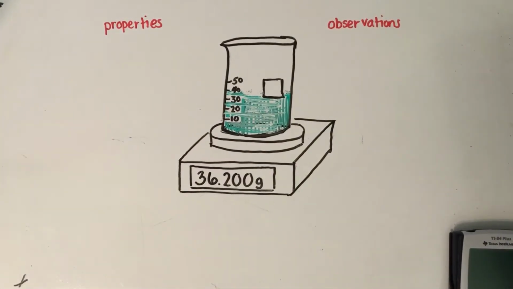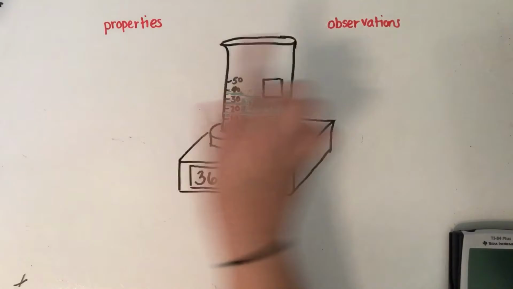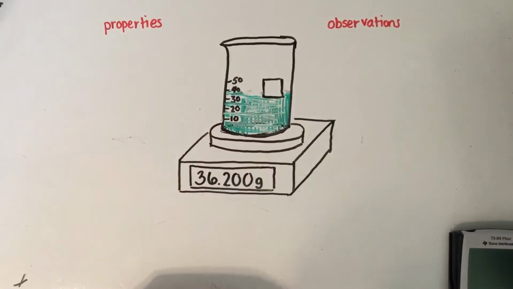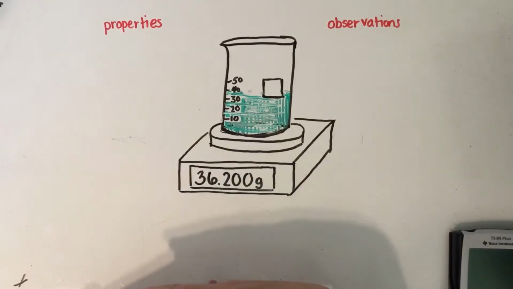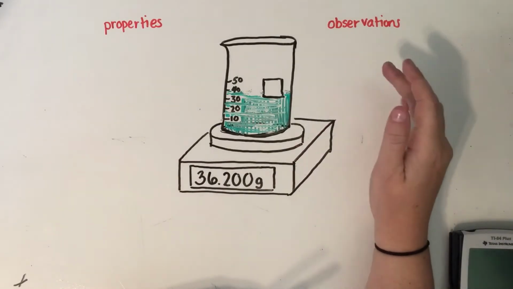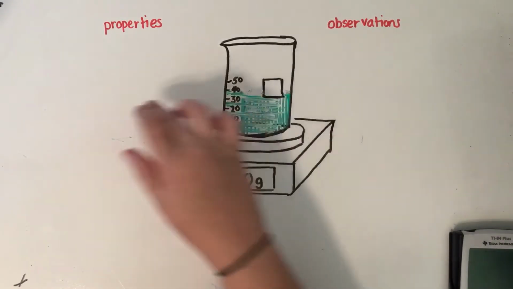Today we're looking at a new classification system, but this time instead of classifying matter, we're going to be classifying the properties and the observations of those properties for a sample of matter. So properties are things like mass, volume, color, texture, things that we can observe. Observations are the specific data that we're taking about those properties.